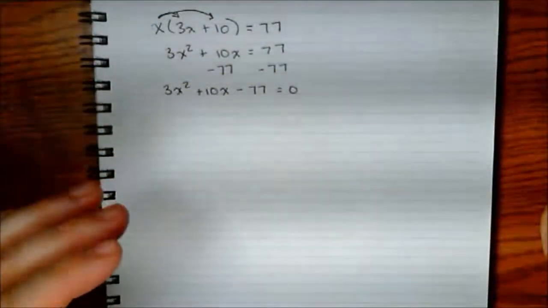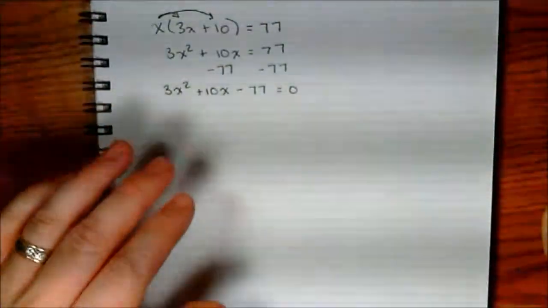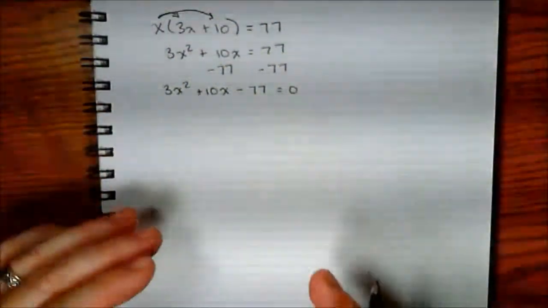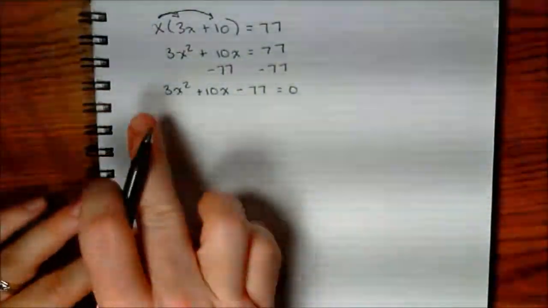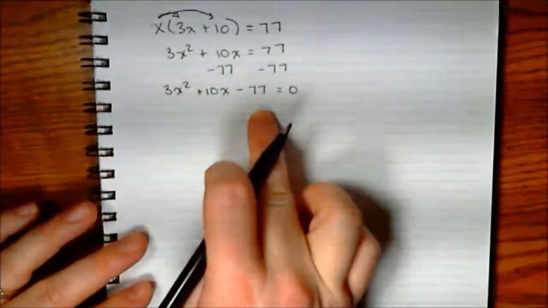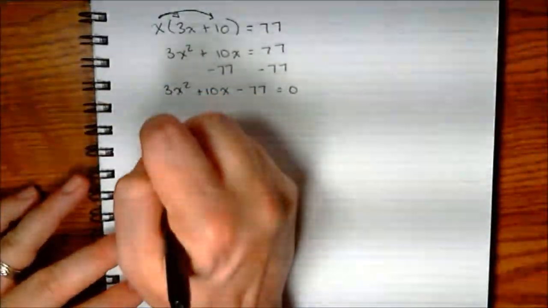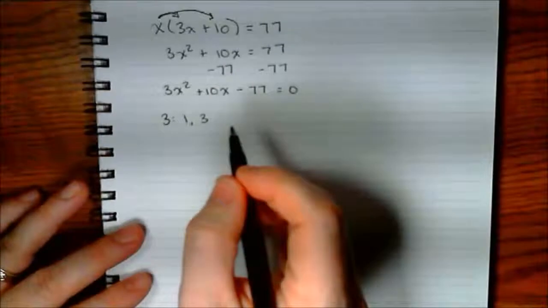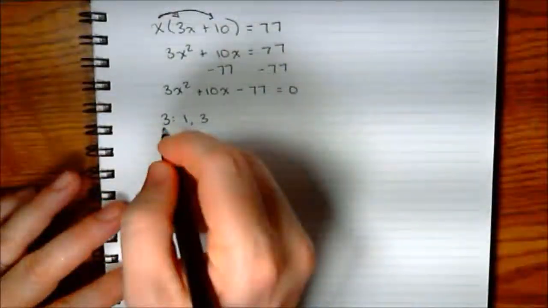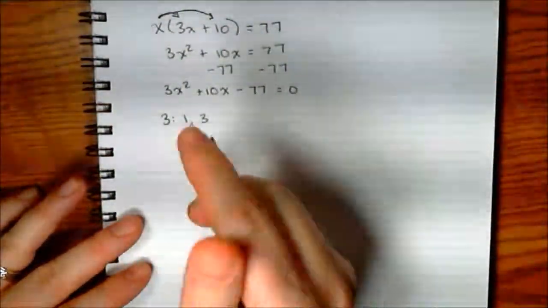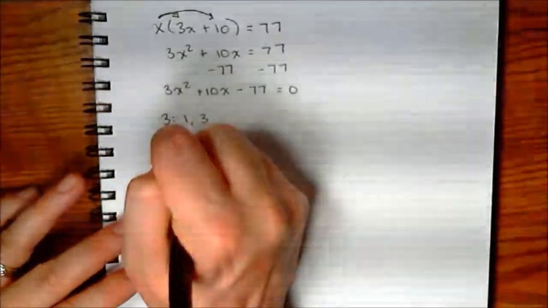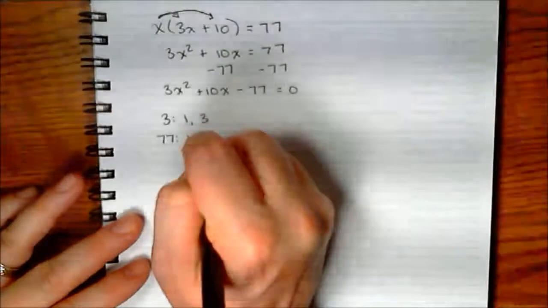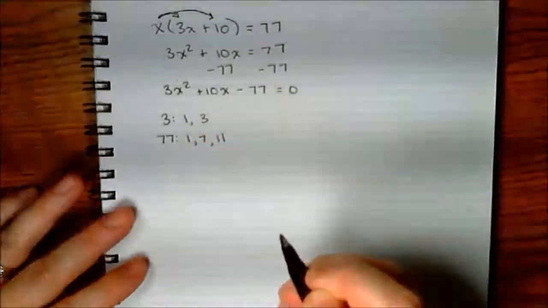So, how do I identify the factors in factoring? Well, we identify the factors involved in factoring out this quadratic by looking at the factors of the first and the last coefficients. The first coefficient, 3, has the factors 1 and 3, because 1 times 3 makes 3, and 3 times 1 makes 3. We also want to look at the factors of 77. And here we see that the factors are 1, 7, and 11.